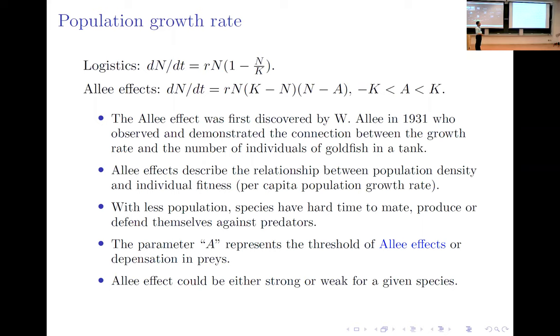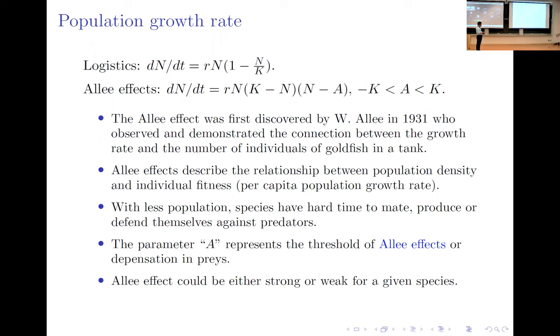The Allee effect was first discovered by Allee a long time ago, and it describes the relation between the growth rate of the population and the population density. With a smaller population, species may have a hard time to mate, reproduce, or defend themselves. The parameter A is like the threshold for the Allee effect. The Allee effect could be strong or weak.